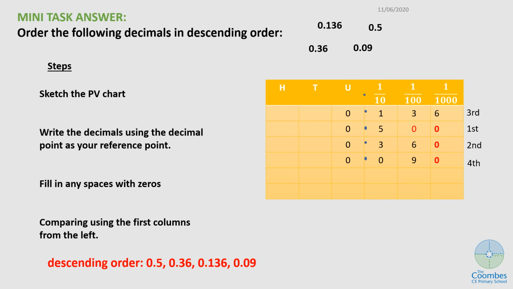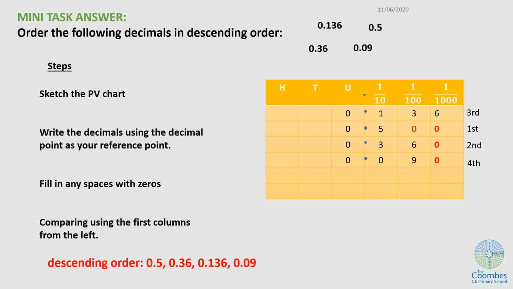Again, given these decimals: 0.136, 0.5, 0.36, 0.09. Now with my place value chart, I'm going to write them in. So if I write my first one here, I can see the decimal points all lined up. I fill in the empty spaces with zeros because this is a 3 decimal place. So I'm making all of them 3 decimal place, filling the rest here with zeros.